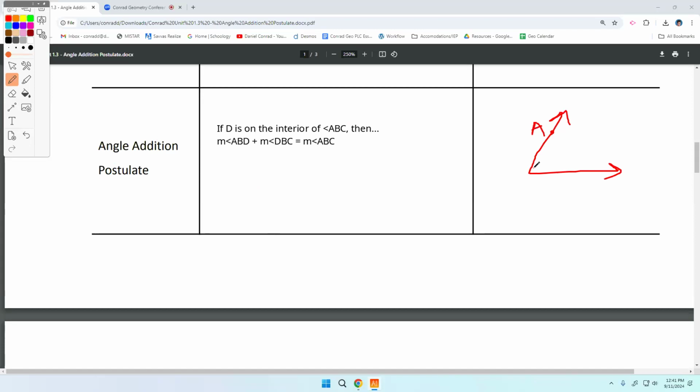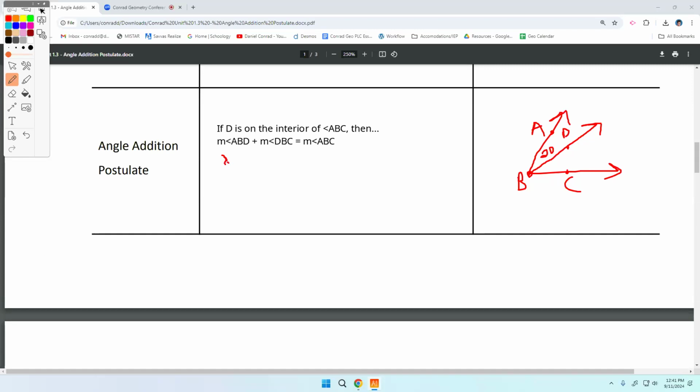But when I draw out my angle ABC, A, and then B, and then C, we want to put a point D that's on the interior somewhere, so I'm going to put a point D right here. That means angle ABD, let's just say hypothetically, was 20.